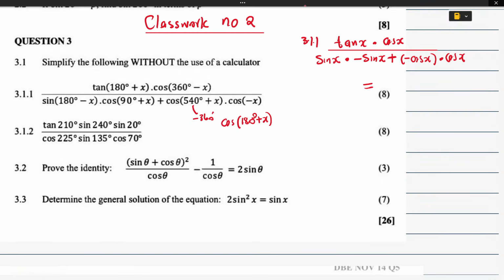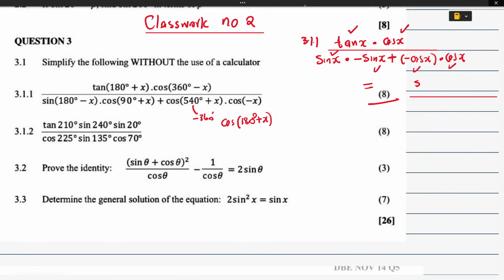This is how these 8 marks are allocated. 1 mark for this, 1 mark for this, 1 mark for this, 1 mark for this, 1 mark for this, 1 mark for the seventh. There are many, I'm telling you. So even if you can leave and go, these are many marks.